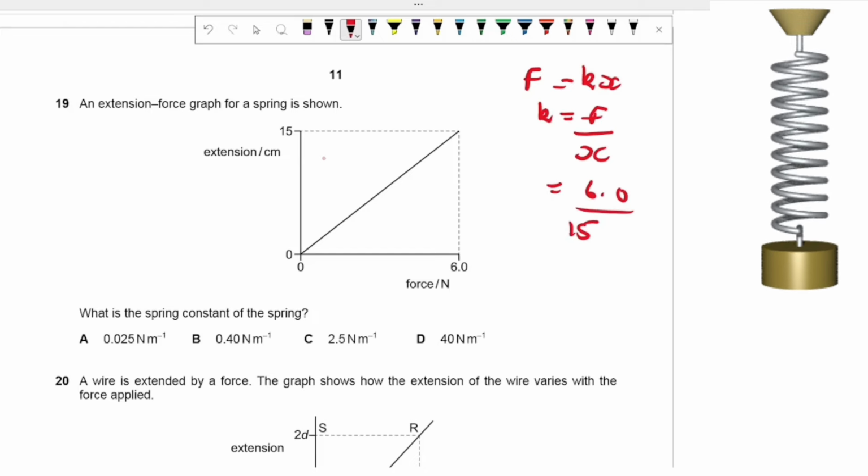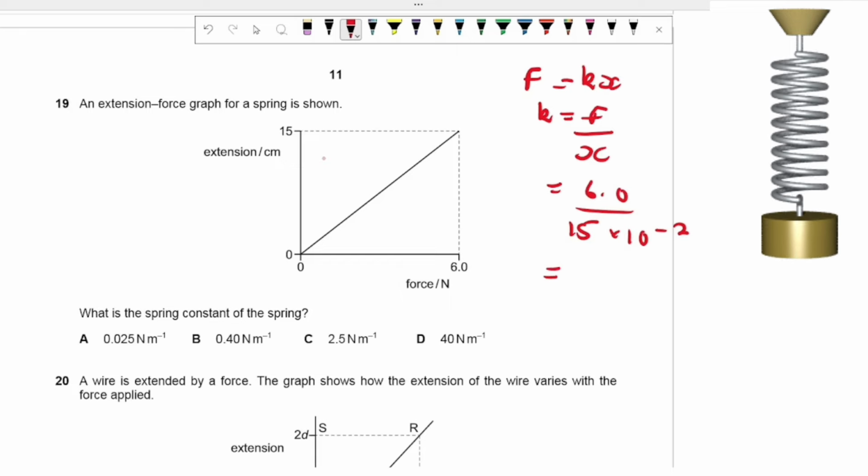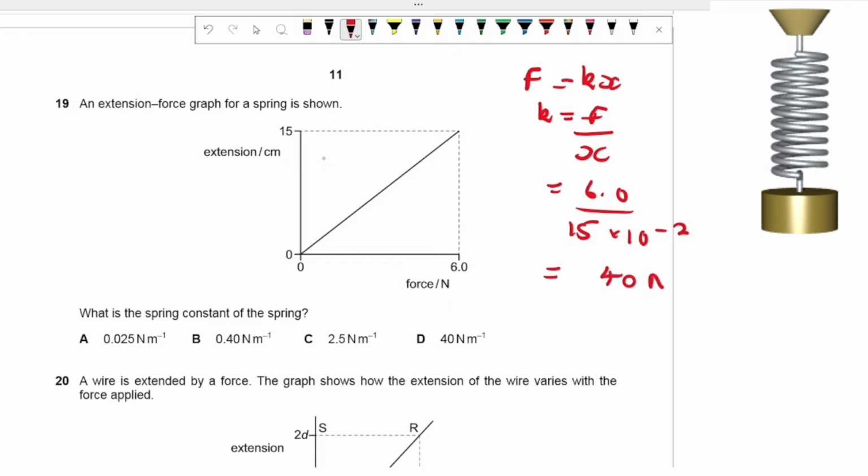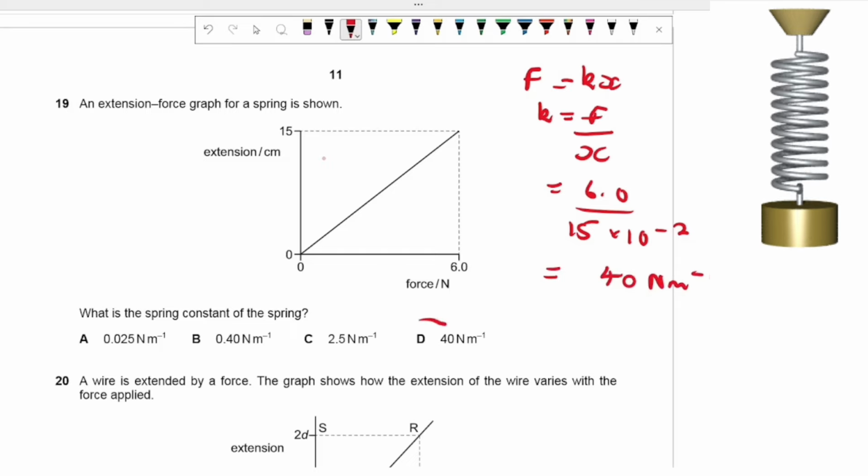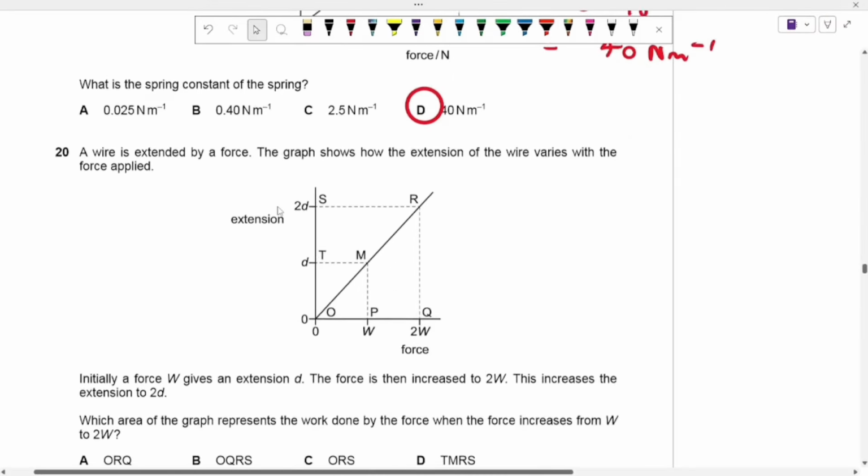Remember, SI base units, guys, times 10 to the power of negative 2. That's basically just going to give me 40 Newton per meter. The answer is going to be D. Move on to question 20.